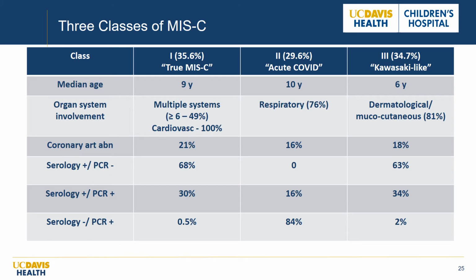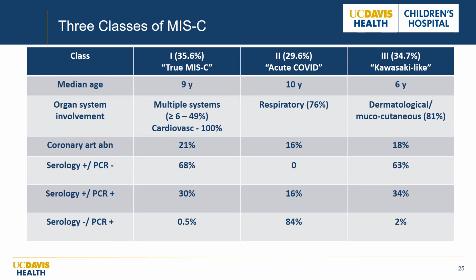Then there was class 2, and these patients probably actually had acute COVID and maybe didn't have MIS-C. And so they really have had predominance of respiratory symptoms and less likely to have multisystem involvement. They've also been older. Interestingly, some of them did have coronary artery abnormalities, so about 16%. But about 84% of them had a positive PCR, and they were less likely to have positive serology testing. So they really did seem to have more of an acute presentation and really didn't fit the MIS-C description as well.